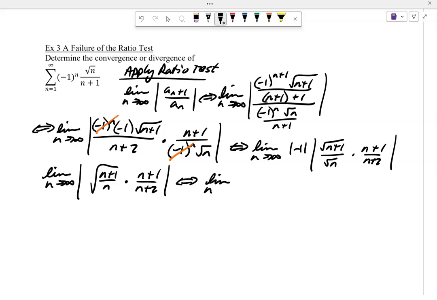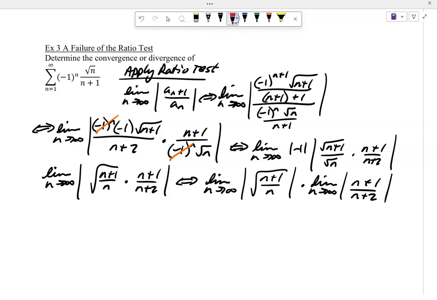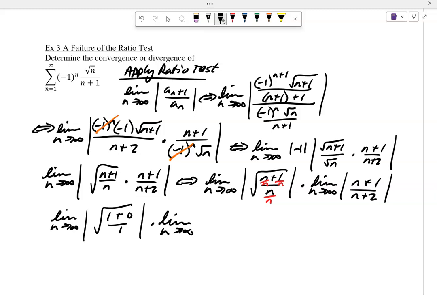So I get the limit of this times the limit of this. I divide these all by n. And over here I'm going to divide each of these by n.